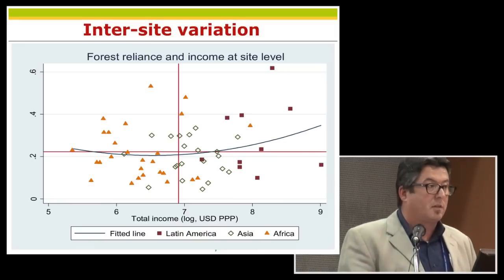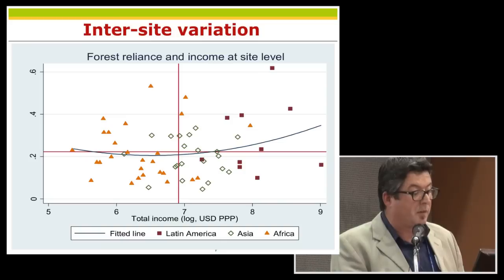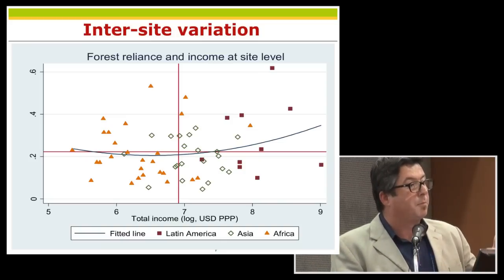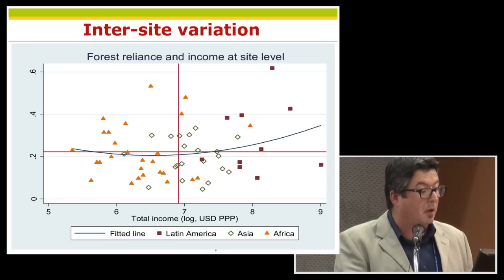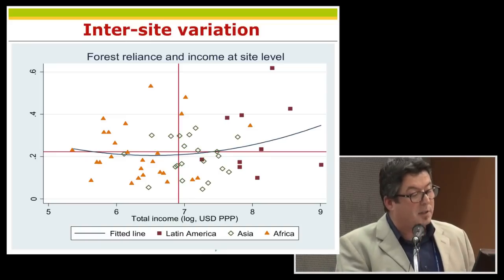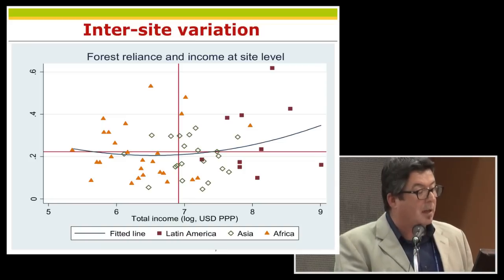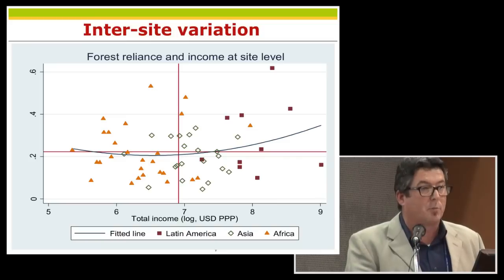There's some interesting intersite variation, particularly across continental levels. There's a nice grouping of the African sites here, which are very reliant on forest products, but do not receive so much income from those particular forest products. Asia, again, shows a strong reliance on forest products, but again, limited value in terms of the actual overall income generation.